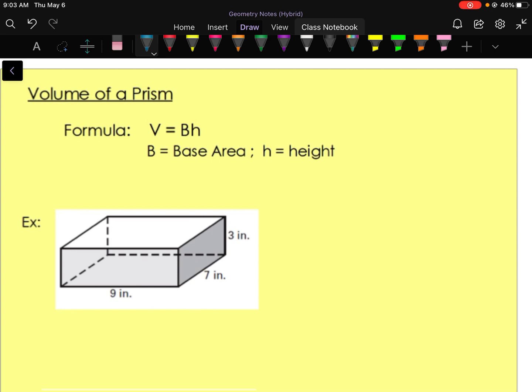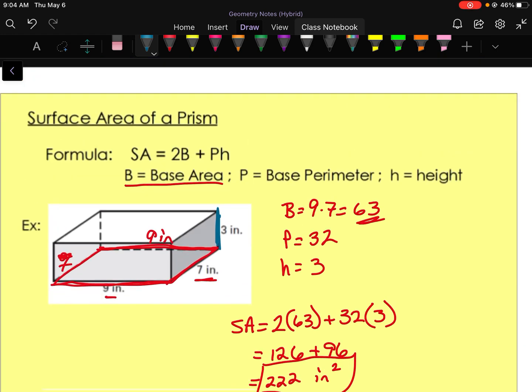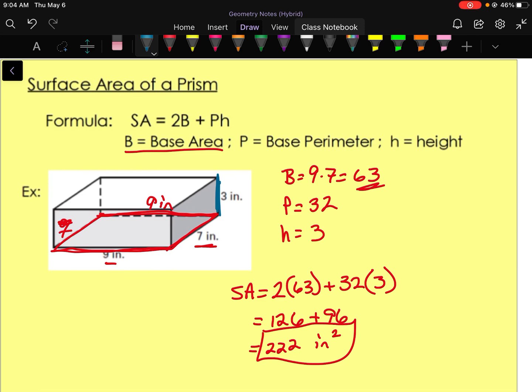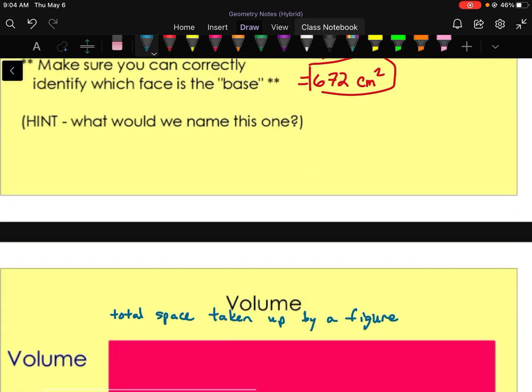So how do you calculate the volume of a prism? Well, this one's much easier. You take B times H, where B is your base area, H is your height. If you recall from just a couple of examples ago, we found the surface area of this rectangular prism would be the proper name. It looks like a box. The surface area was 222 inches squared.